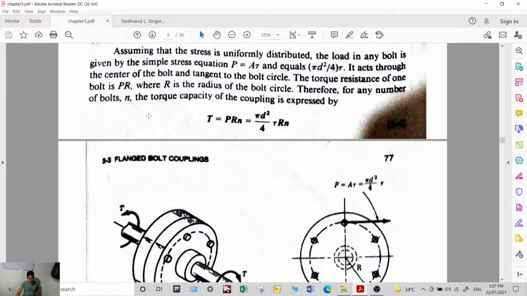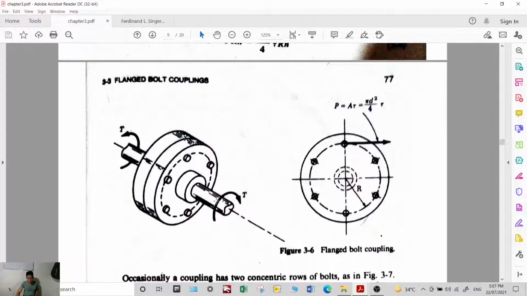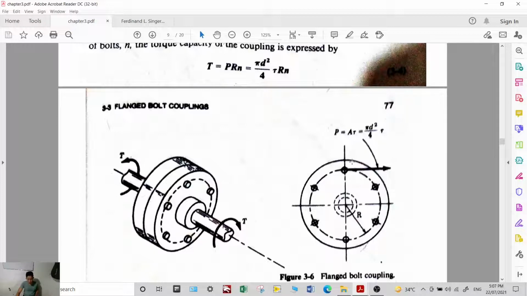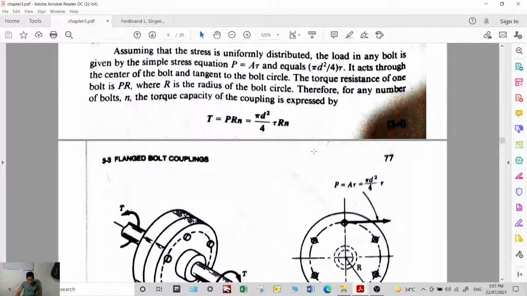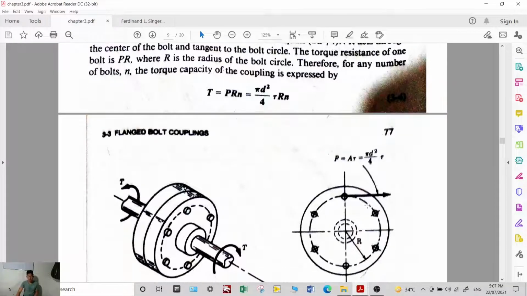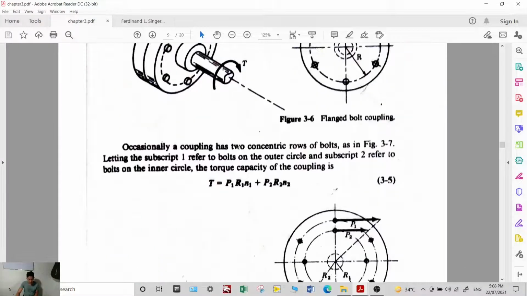Okay, the torque resistance of 1 bolt is PR. Okay, so the torque resistance is multiply the force P by the radius. Okay, so mao na ang torque nga na-experience sa imo ang bolt. Therefore, for any number of bolts, the torque capacity of the coupling is expressed by this equation. Okay, you have 6 bolts, so ang torque nga ma-experience sa imong bolt dire multiply by 6 is you get the torque capacity.